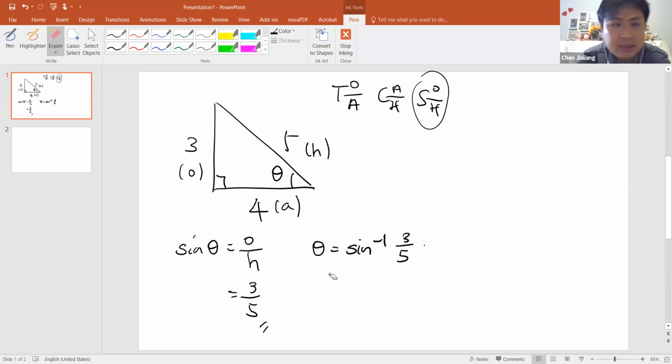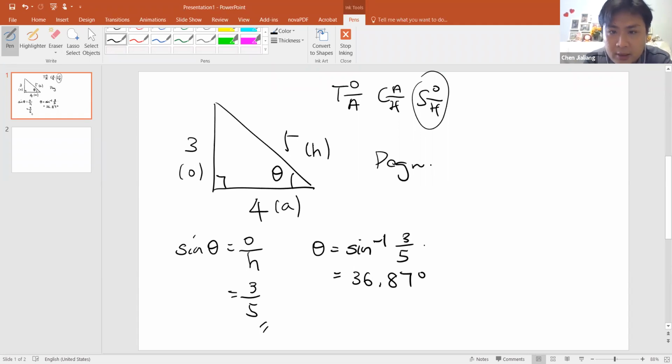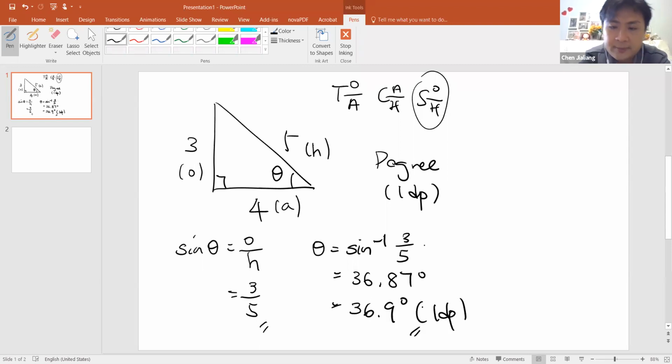So the answer will be 36.87. Now, for answers in degrees, if they never state the degree of accuracy, we always leave it to 1 decimal place. So answers for degree or angle, we always leave it to 1 decimal place. So the answer will be 36.9 degrees. We round off to 1 decimal place. Okay, are we clear about this? So this is for question 1. Everyone clear on this?